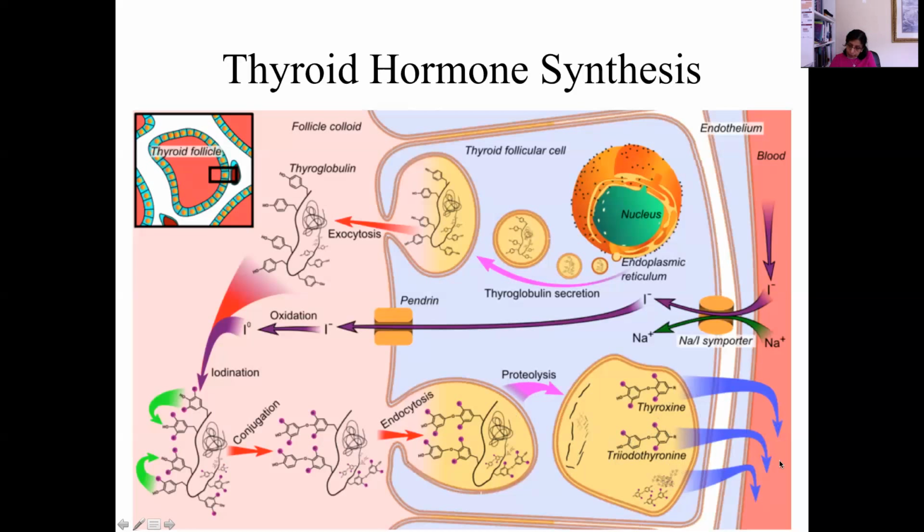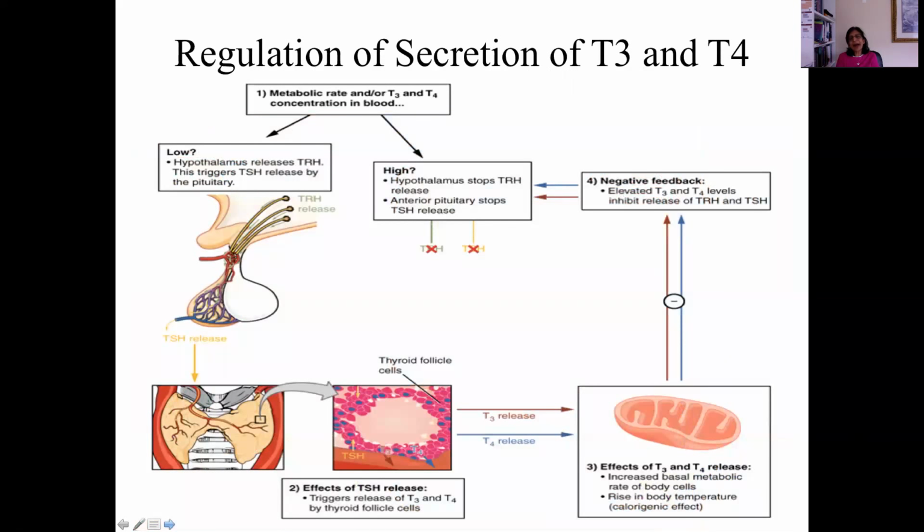back into the blood, and that is where it needs a carrier. The carrier that transports T3 and T4 is called thyroid binding globulin. So it's one of those plasma proteins, globulin, that serves as a transporter of T3 and T4. Okay, so that is the detail that you want to know about the synthesis and the release of T3 and T4. Now let's talk about the regulation of the production of T3 and T4.